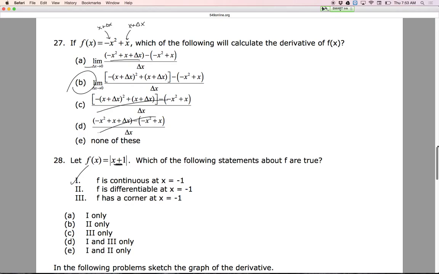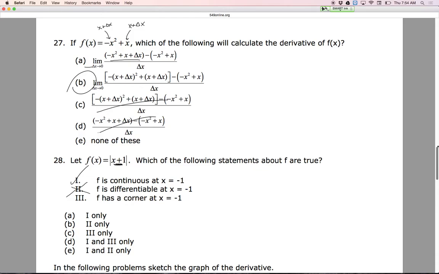equal to what? Set it equal to 0. That's where your splice point happens for an absolute value, because your absolute value changes from negative to positive. So you just need to figure out where it equals 0 and where it's going to change from negative to positive. If you set the inside equal to 0, you'll figure out where the corner's at. So it's -1. So it is non-differentiable, so 2 is out of the question.